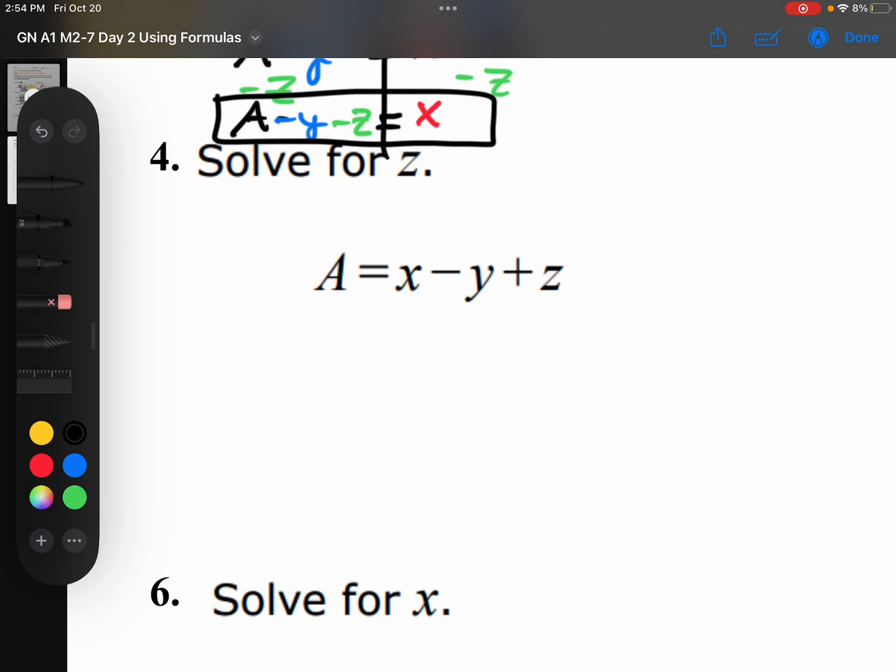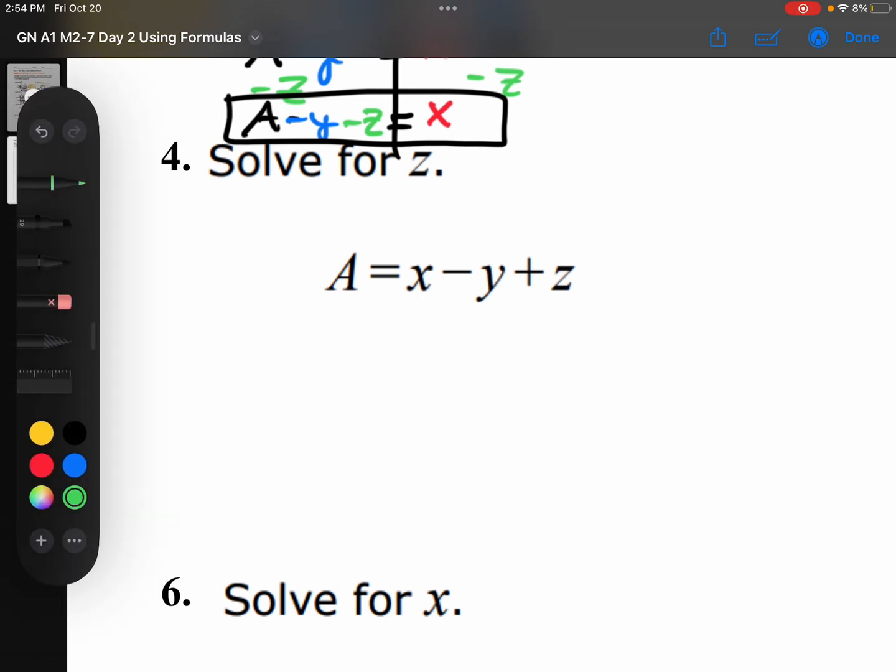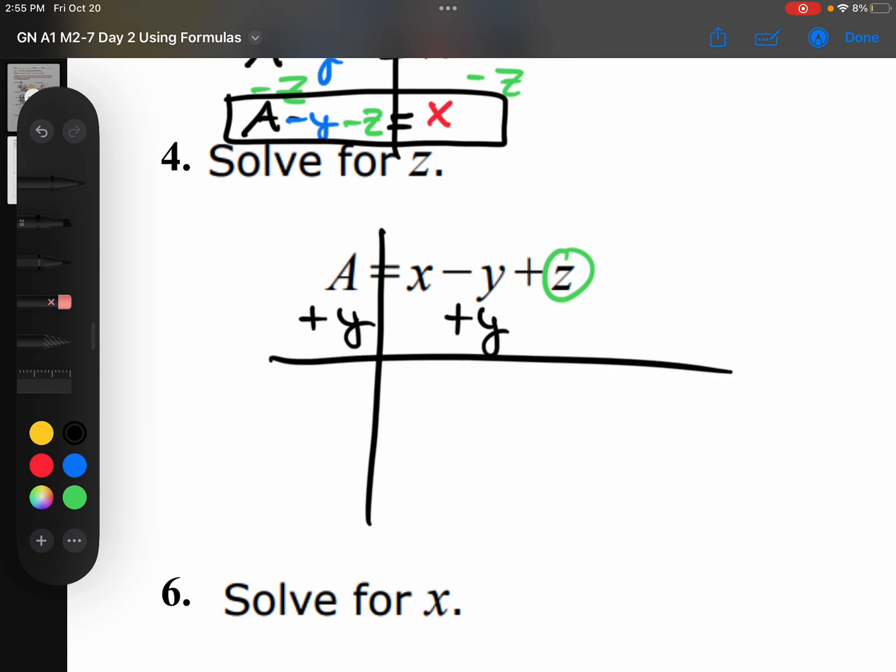Now we're going to go on to number 4. We're solving for z here. So what we need to do is get rid of everything else. We need to add y to get rid of y. So we have a plus y equals x plus z, because those canceled.